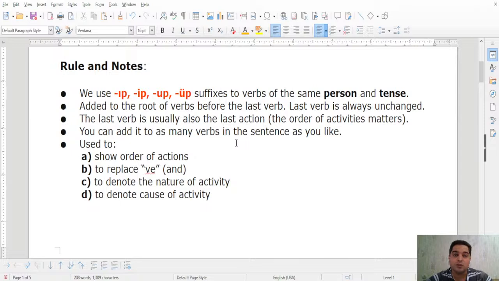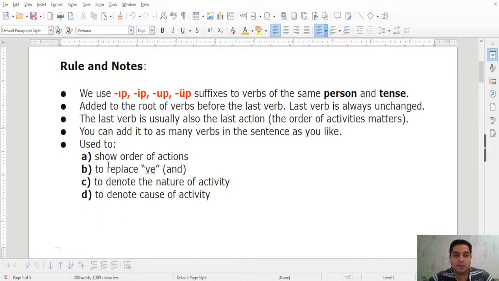If you talk about the future tense, you will be saying, for example, I will go, I will do, I will play, I will ask. So you see, it's still the first person, the same person, and second, it's the future tense now. All the verbs are in the future tense. So we only add these suffixes where we're talking about the same person and the same tense. If we have multiple verbs, at least two, of course. It has to be at least two. So when we have multiple verbs, at least two verbs of the same person and of the same tense.